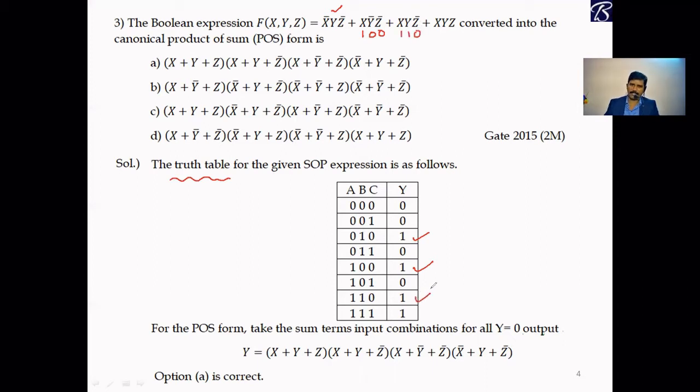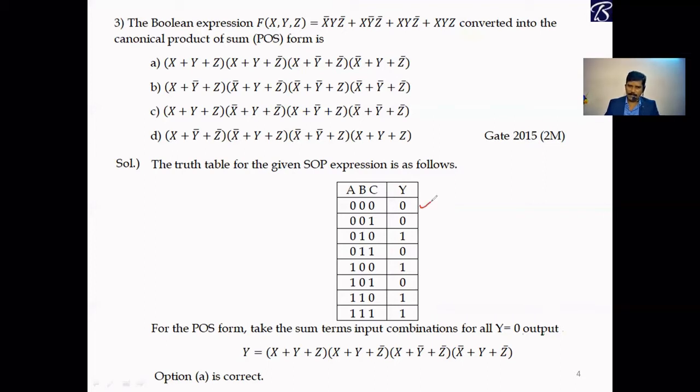You write 1 here. The last min term, X, Y, Z. That means 1, 1, 1. For this 1, 1, 1, you write 1. This is the given expression Y in SOP form. So consider ones. Now the remaining you put 0, 0 and 0, 0. Now the same expression in the POS, how you can write? Consider zeros and write the max term. That's all.